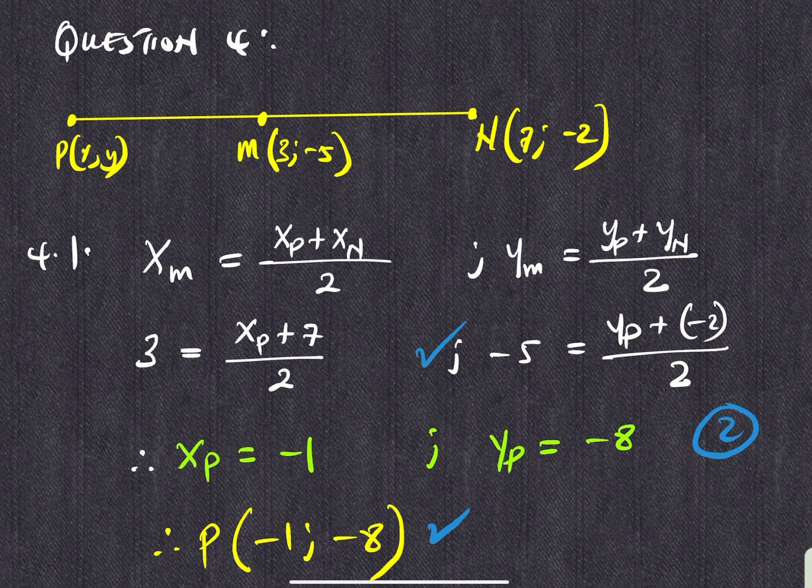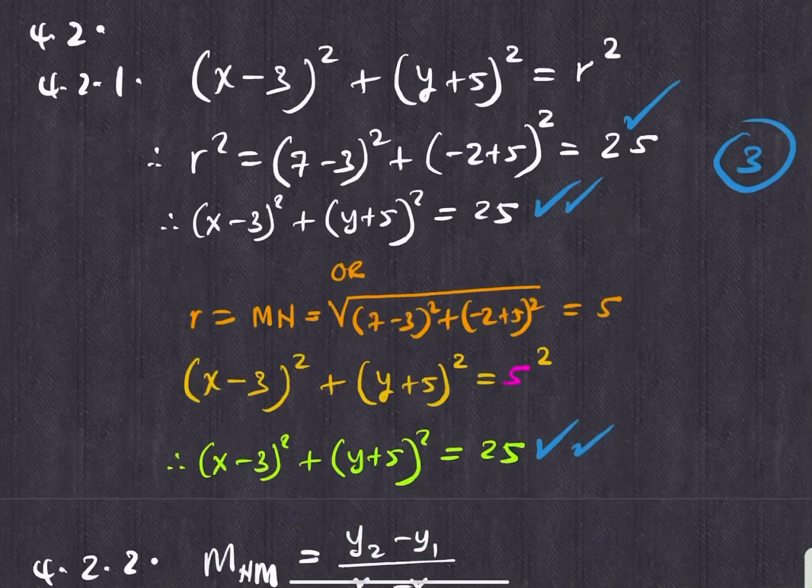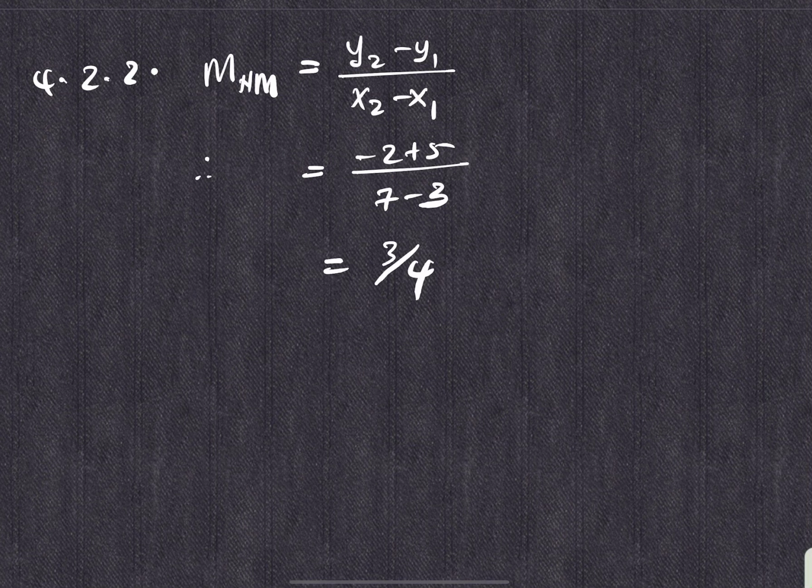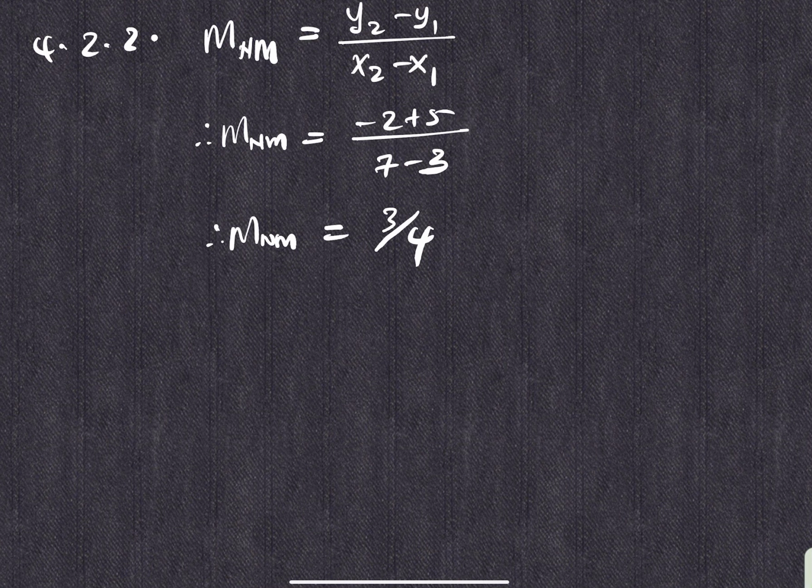So the change in y over the change in x there is primarily -2 minus -5 over 7 minus 3. So let's pen it down: we are going to get -2 plus 5 over 7 minus 3. And then what are you going to get there? You are definitely going to get 3 over 4. That is 3 over 4. This is the gradient of the radius, NM. This is the gradient of NM. Now you want to get the gradient of the tangent.